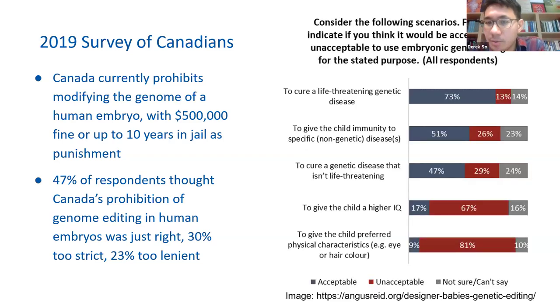So you said 100% of respondents to the poll that we just did said that it would be acceptable to use it to cure a life-threatening genetic disease, and 73% of Canadians in this poll agreed. In the poll that we just did, 22% said that it was acceptable to give the child immunity or resistance to a non-genetic infectious disease, which is similar to the question that they asked, which 51% said would be acceptable. And in our poll, 25% said that it would be acceptable to give a child a higher IQ, which is sort of close to the number that the Canada-wide poll found, with 17% saying that that would be acceptable. So as you can see, people's values depend a lot on which characteristics scientists or parents want to change in their future children.